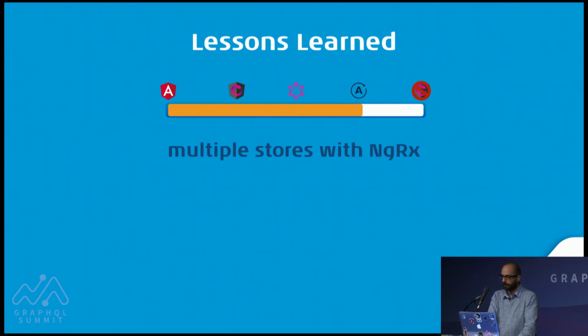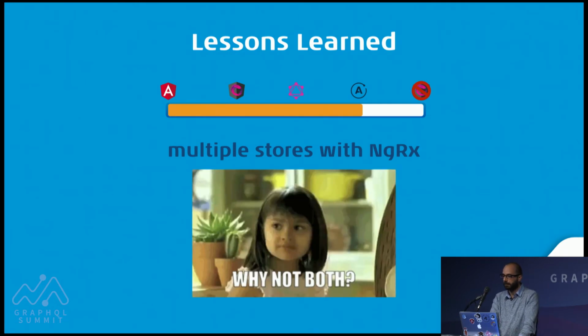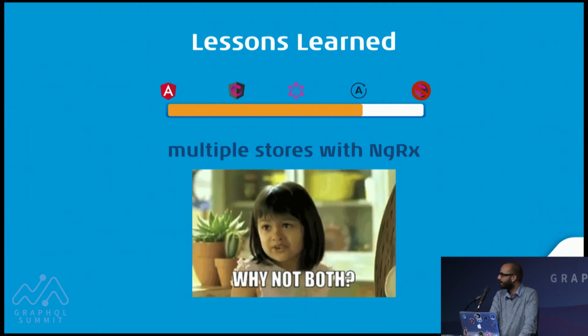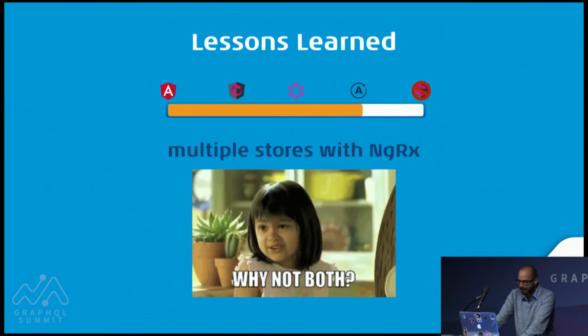The first bump is a multiple store issue, because NgRx and Apollo are both providing us with stores to put our state in. And now we have two of these. And we said, okay, why not keep both? We just need to combine them and sync them, because syncing data and cache eviction are the trivial things of software engineering. So yeah, we needed to somehow combine them and sync them.